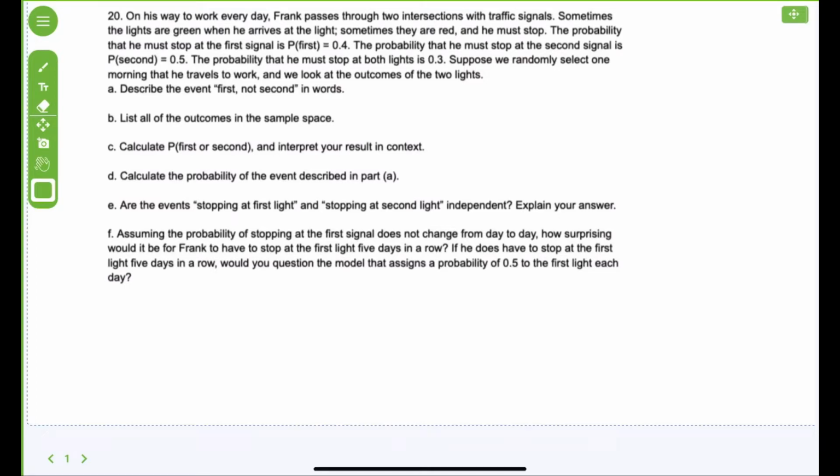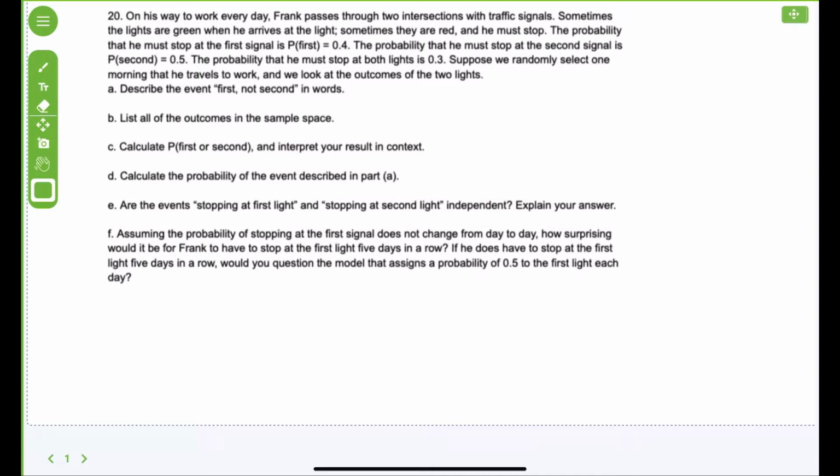Okay, this is Module 4, and this is lessons 2 through 11, numbers 20 through 24. I thought I had these on there, but apparently I didn't, so here they are.